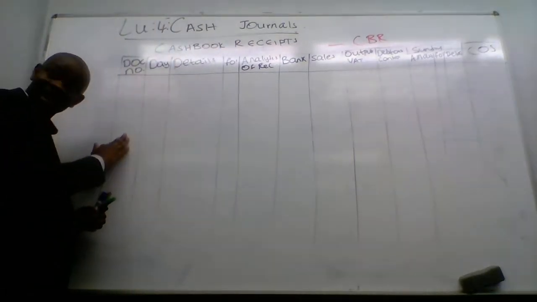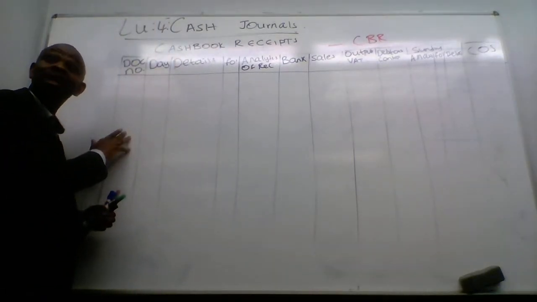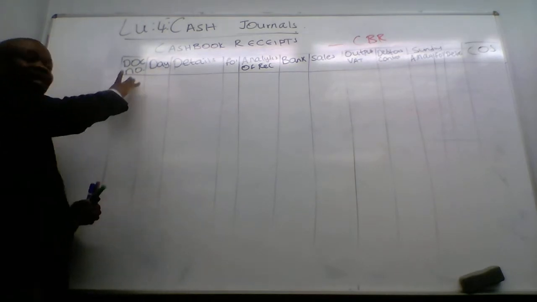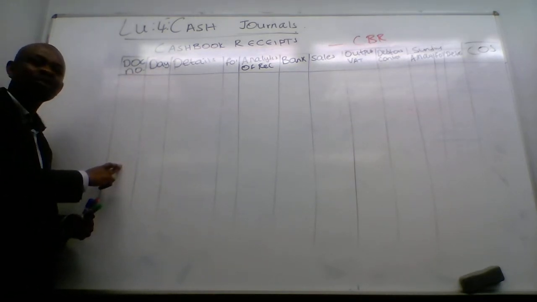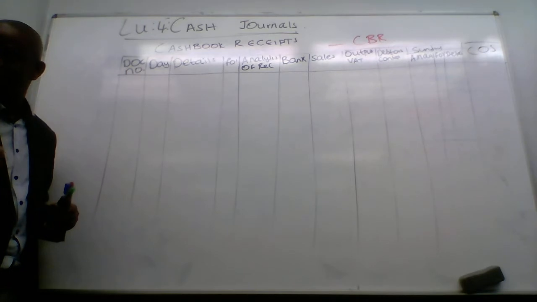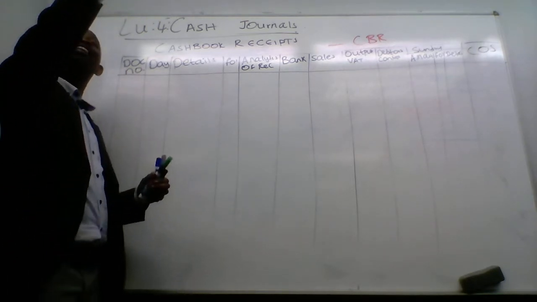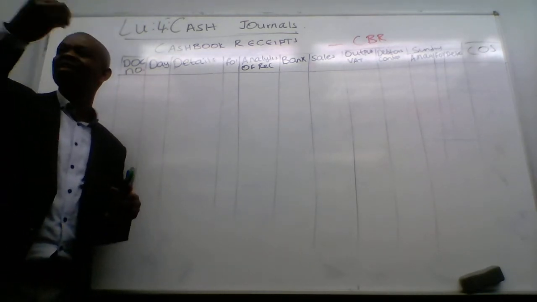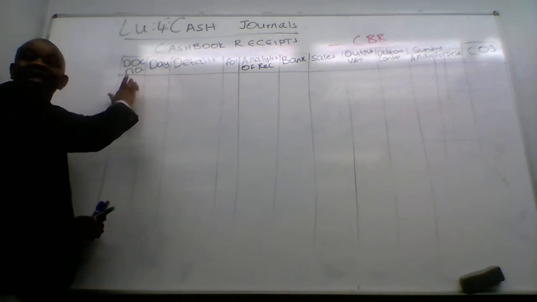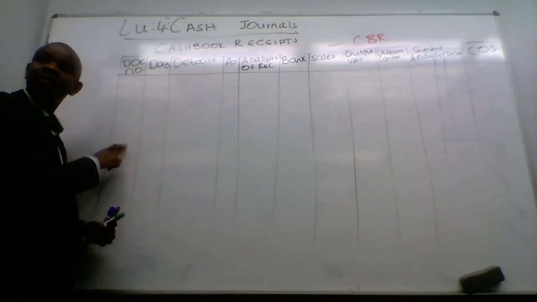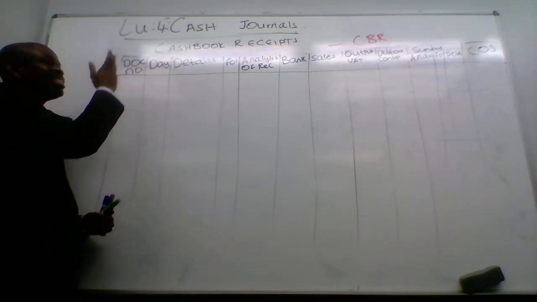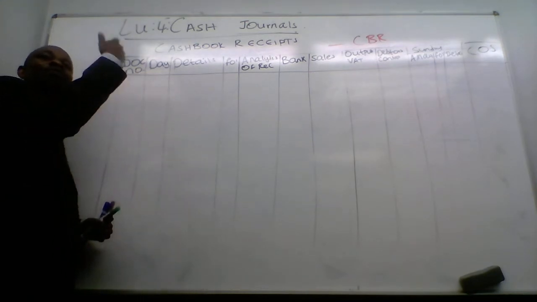Doc number means document number, meaning the source document that is going to be given to you. They will give you the number for that. For example, you issue a receipt, they can say REC1. You're going to record REC1 here. Are we together? Guys, the day is the day on which the transaction has taken place.